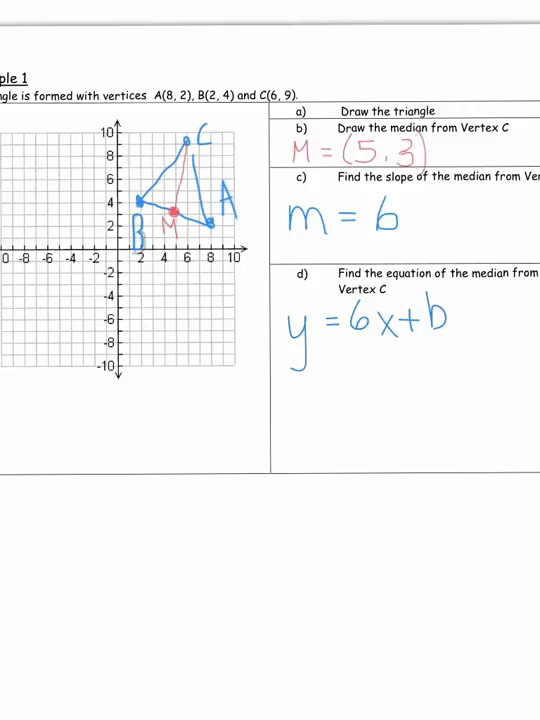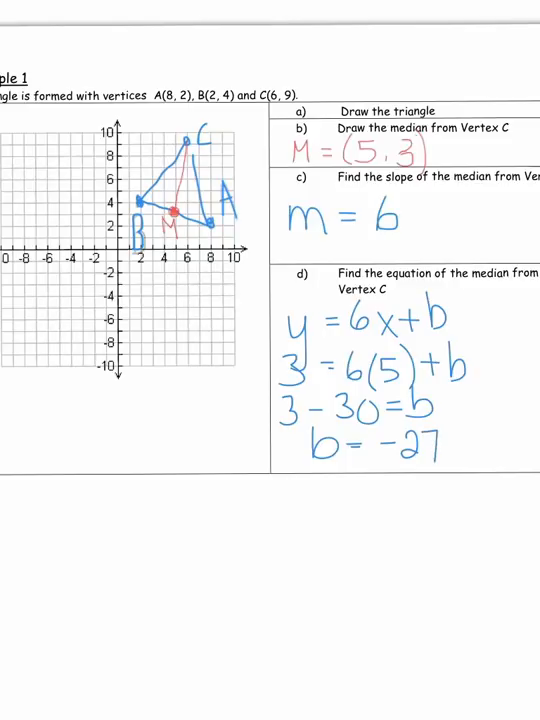Then, of course, we're going to sub in the point for x and y, so y is 3. We have 6 times 5 for x plus b. So b is going to be 3 minus 30. And so b is negative 27. And therefore, the equation for the median is y equals 6x minus 27.